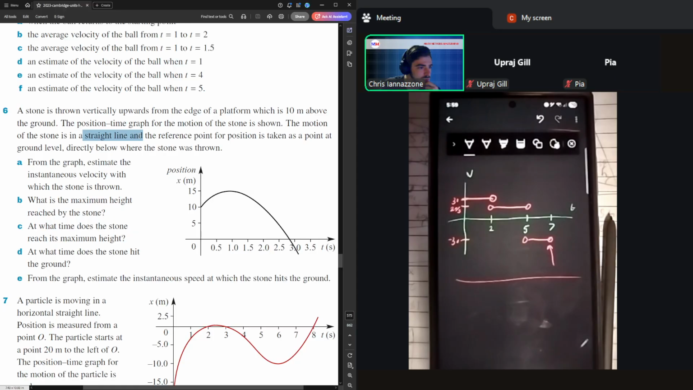or as close to it as possible, I suppose. Okay. From the graph, estimate the instantaneous velocity. Of course. If you just talk about how you would estimate it, I think that matters a lot more than the actual value you get. How do we estimate the instantaneous velocity with which the stone is thrown?